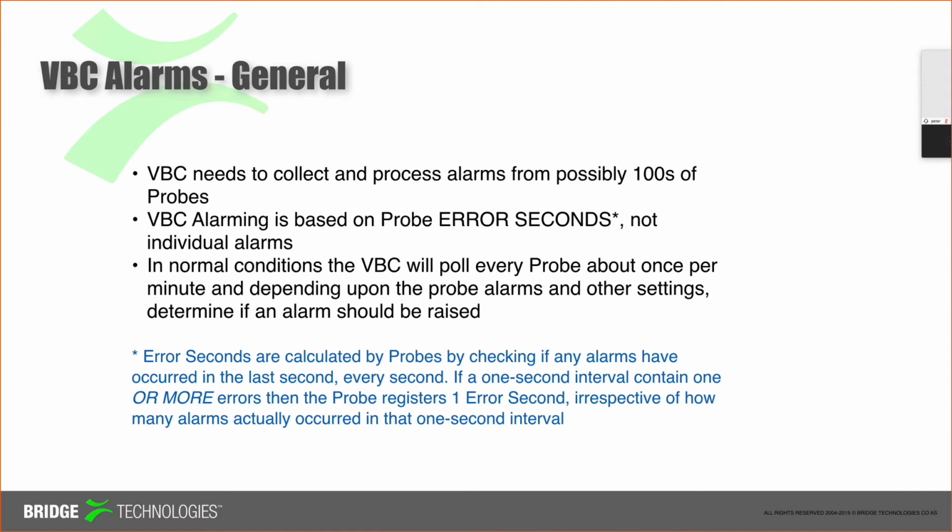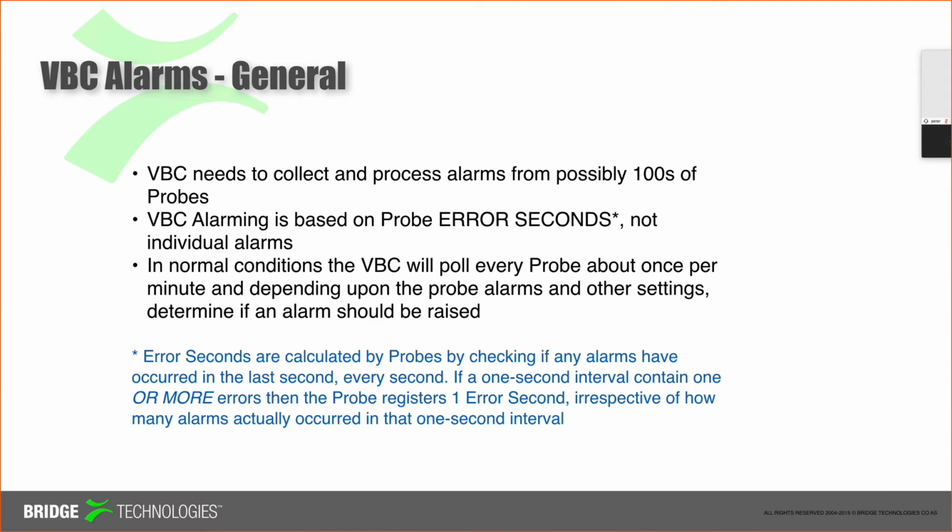Normally a VBC will poll a probe about once every minute. Every probe in a network will be polled, and the XML document is sent back to the VBC, and the VBC then processes that for every probe in a network, in a monitoring system. And then it does the calculations to see whether the probe alarms are going to cause a VBC alarm.